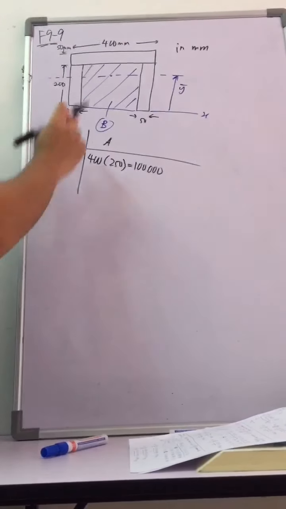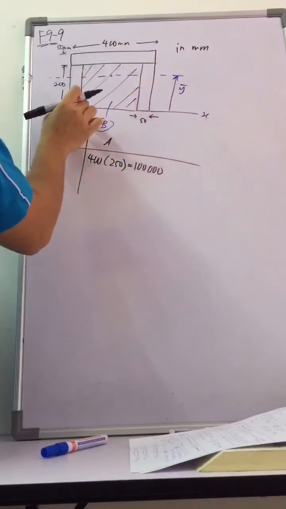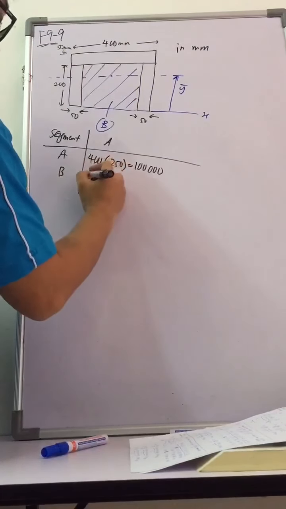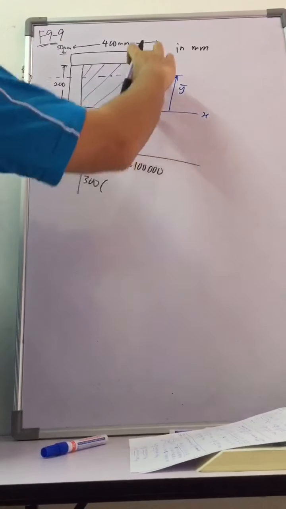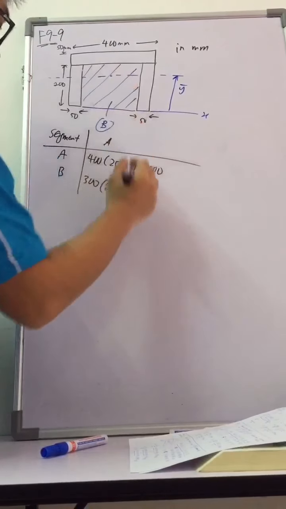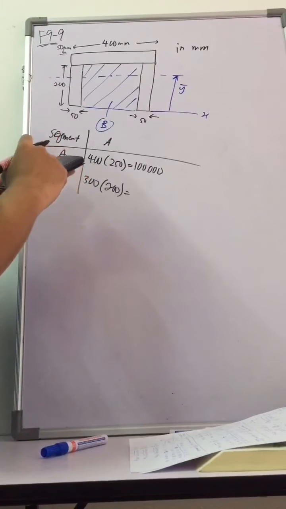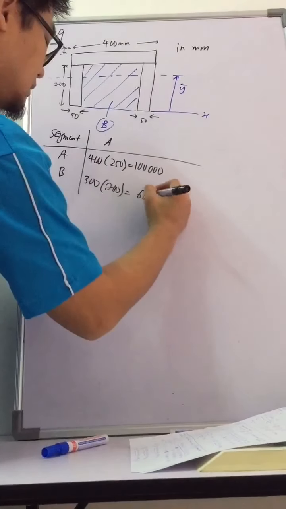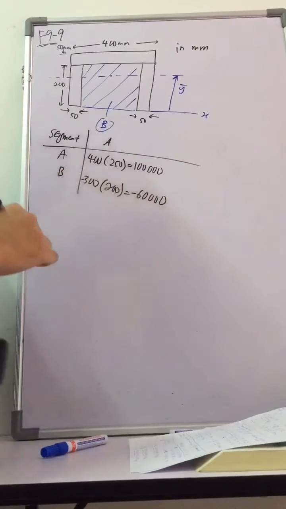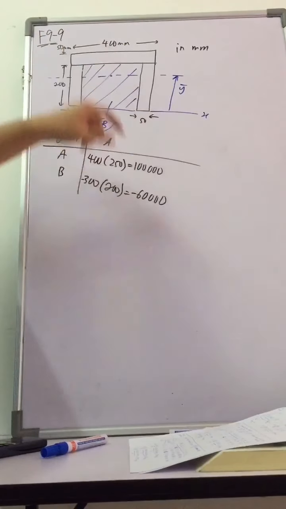Okay? And then for B, the area is how much? 400 is the whole width. You subtract 50 and 50. 50 plus 50 is 100. So 400 minus 100 is 300. Right? 300 times 200. Again, this is the area in blue, the whole. So now you got 300 times 200. It is 60,000. But be careful. This area is my minus. Why minus area? Because this is the real area, okay? 100,000. But this one is actually we want to subtract, so this is minus area.